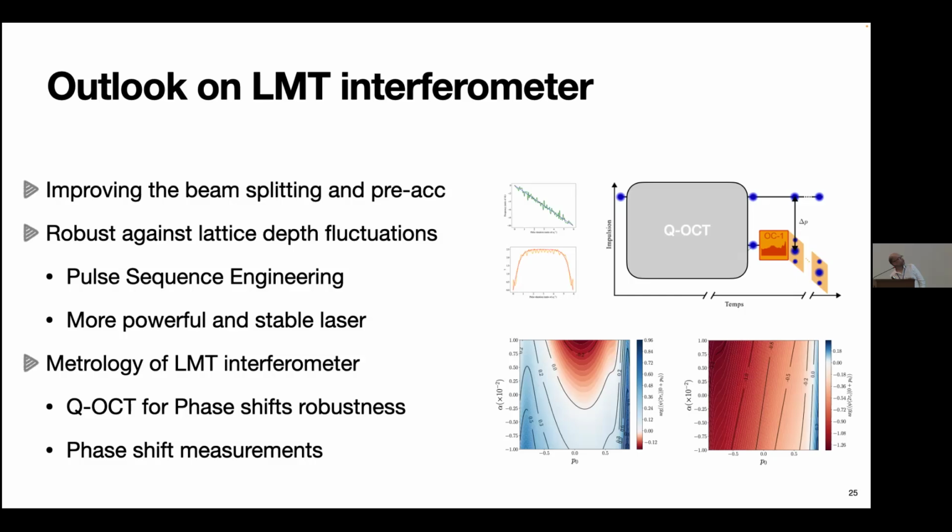We are also studying the question of the lattice depth fluctuation, which is quite a big problem in the community of LMT interferometers. So you have a problem of what kind of systematics of diffraction phase you can have using that kind of technique. So we try to engineer some pulse to mitigate this effect. And finally, we have some discussion and some experiments to study how we can apply that technique to metrological experiments.